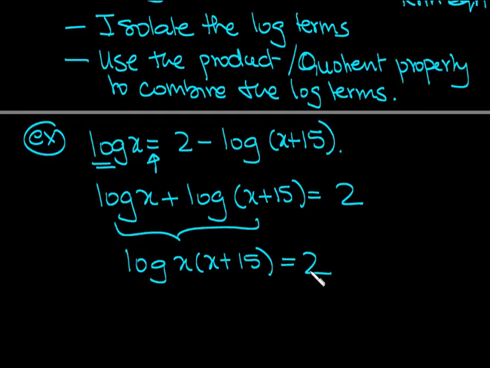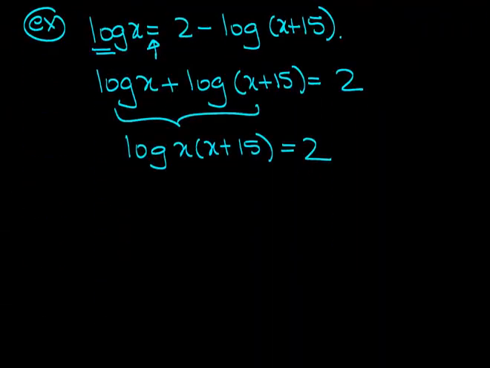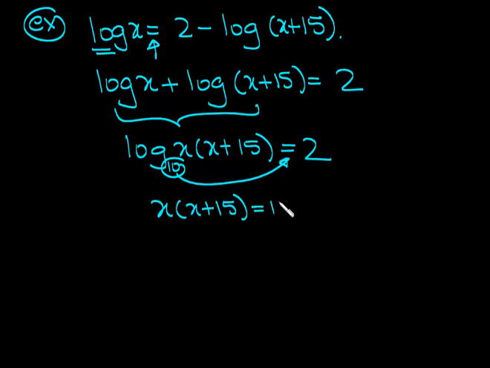Then what do I want to do? Well, let's continue to take a look at it. I have one log term. It's exactly like these two problems. I want to get rid of the log term. The base is 10, so this base becomes the base on this side, and you drop the log, so we get x times x plus 15 is equal to 10 squared again.